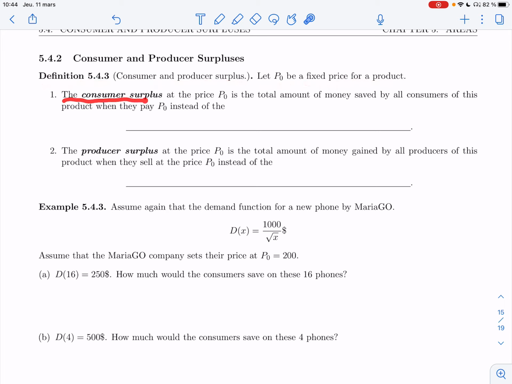The consumer surplus at the price P0 is the total amount of money saved by all consumers of this product when they pay P0 for it instead of the price that they were willing to pay. All right, so they might be willing to pay more, and that difference is what we're going to try to compute.